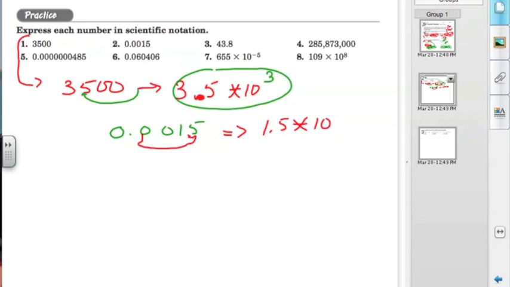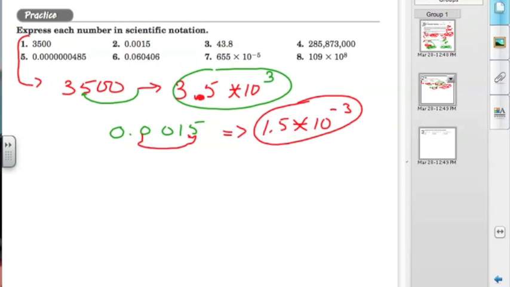Now this is a small number, and we're moving in to make it a smaller number. So we're actually dividing by powers of 10. So this becomes a negative exponent. We move 1, 2, 3 places. That's why we have a negative exponent there.